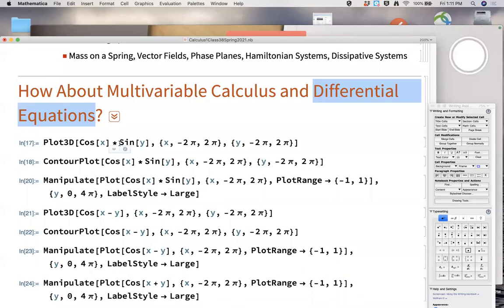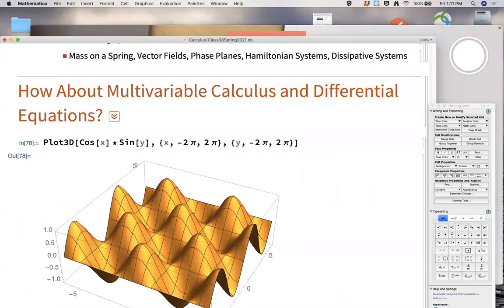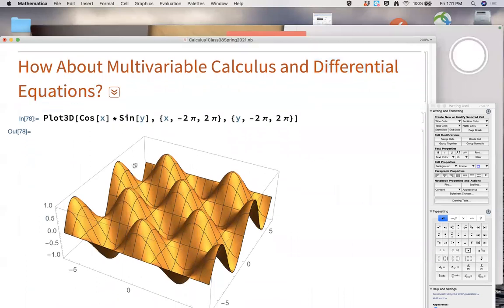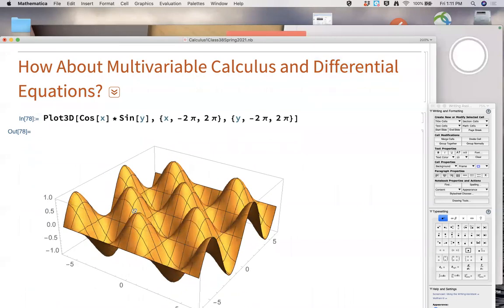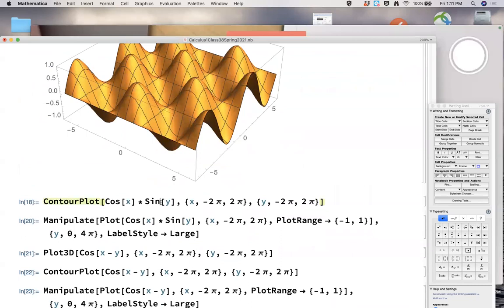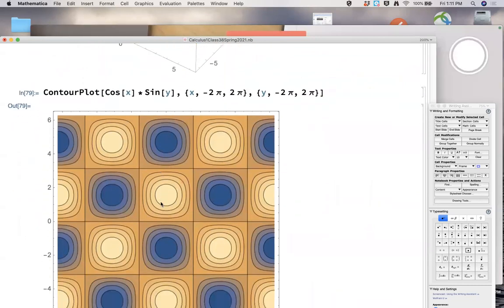We've talked a little bit about multivariable calculus in here. Made some kind of fun graphs of multivariable calculus functions here. That's the graph of cosine of x times sine of y. Very pretty kind of graph there. What does its contour map look like? It looks pretty as well. There's its contour map.